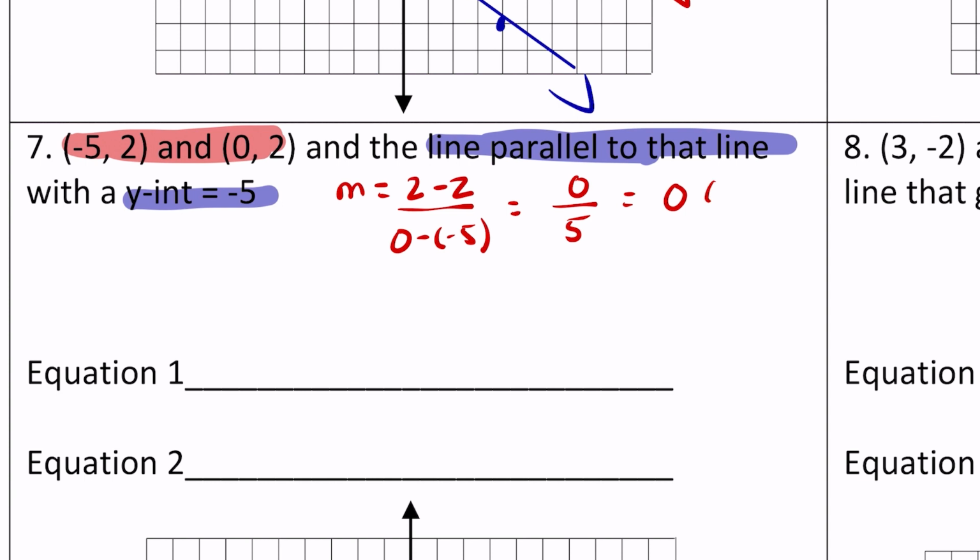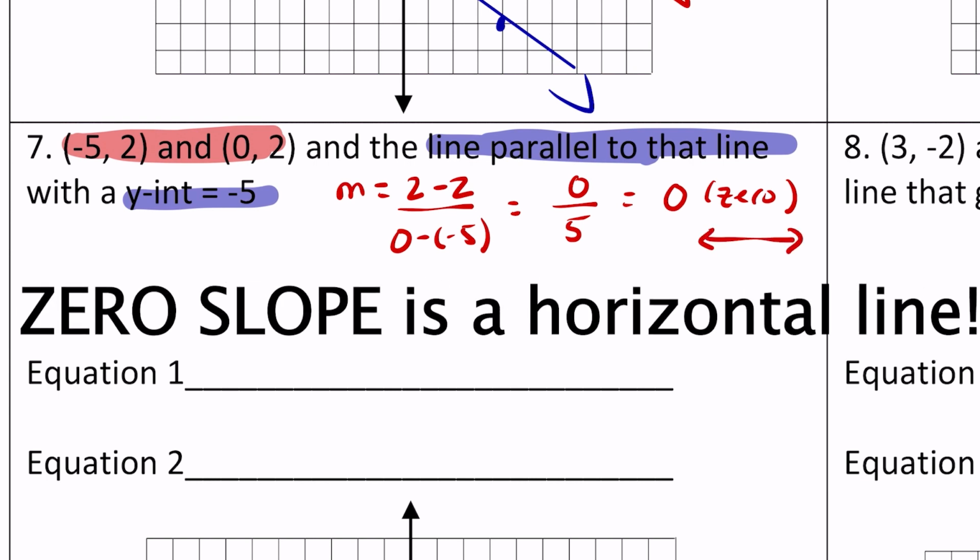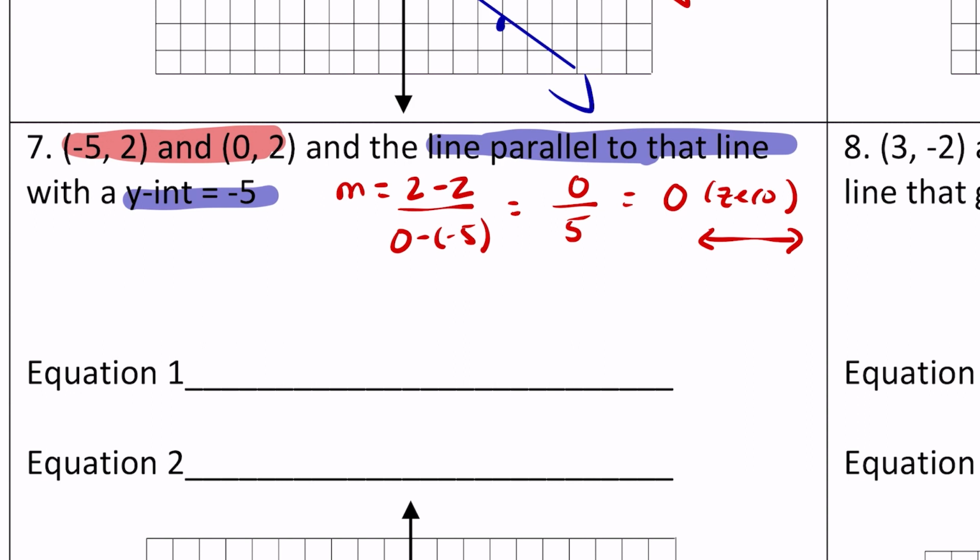So that means this is a zero slope, and the 0 slope looks like this, okay? So now let's go ahead and figure out what the parallel slope is. If I know that the original slope is 0, then what is the parallel slope? Well, that's just going to be 0 again, okay?